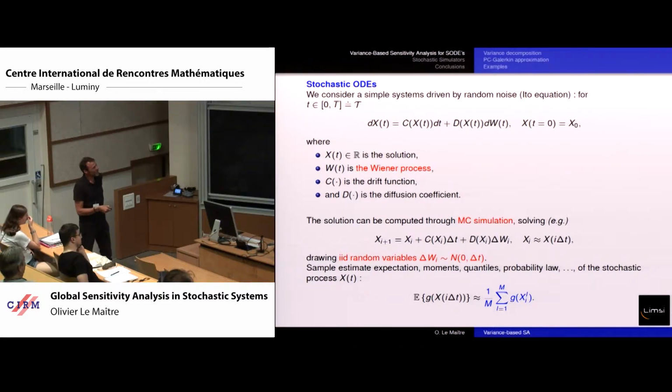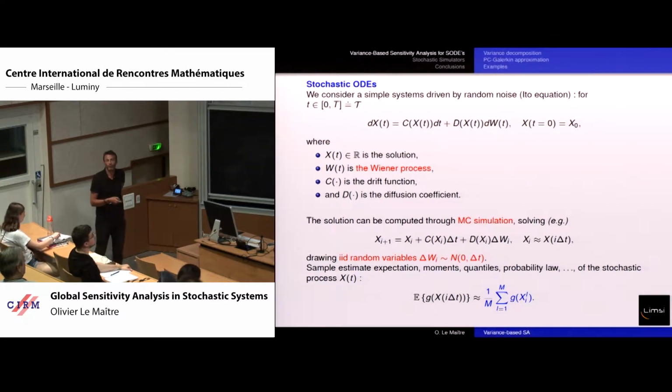So if you have a functional of your trajectory, it could be just the value at a certain time, or it could be an exit time, or whatever it is. So I call it G, and now you can estimate the expectation of this quantity of interest, simply by sample average, generating M replicas of a trajectory of the system, okay?